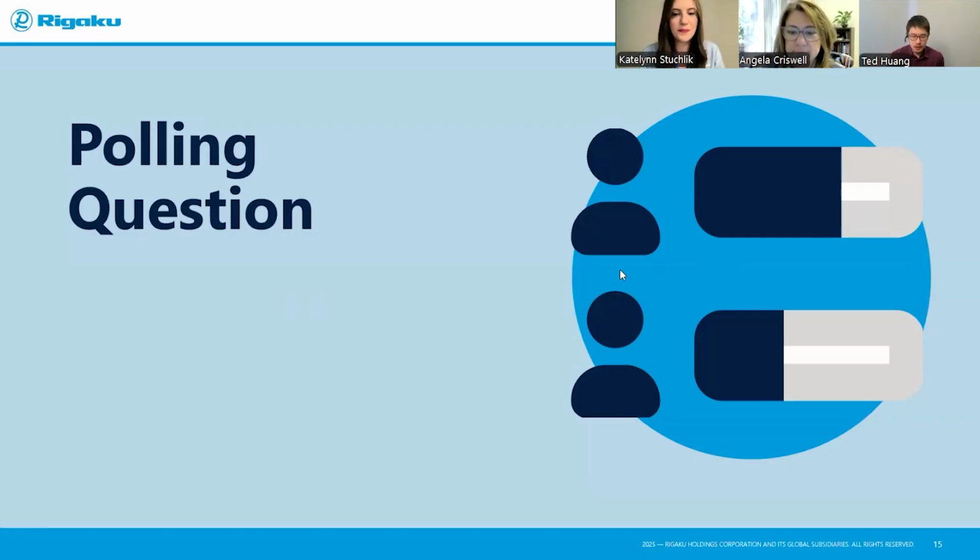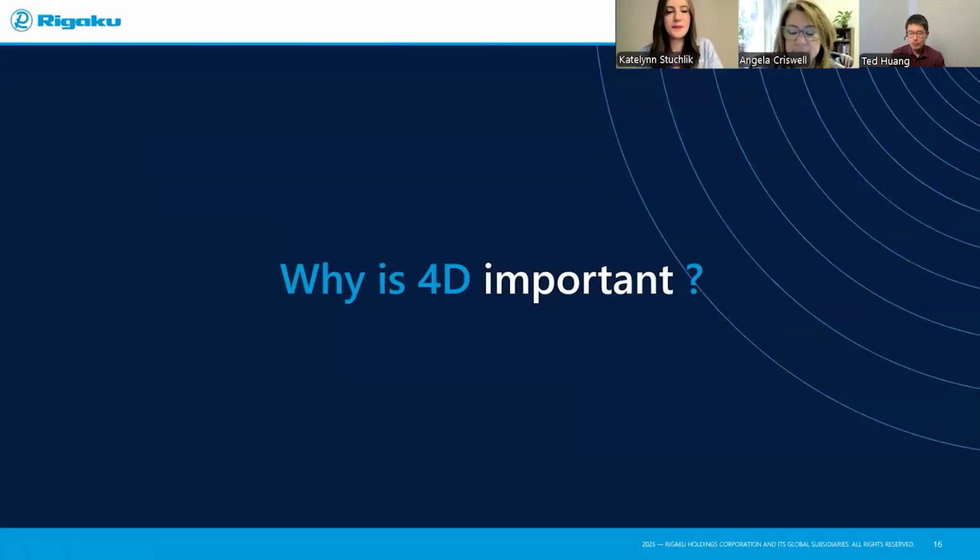So we now know about 4D study, 3D plus time resolved. But why is it important? Why would you even want to do that? Some people might think, oh, it sounds like something very academic. Would I even need it if I'm from manufacturing, if I'm for production?